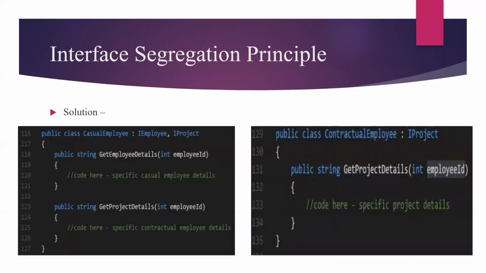So now you can see the casual employee, as earlier, wants to implement both the methods. So he's inheriting both the interfaces, IEmployee and IProject. Whereas on the right hand side, you can see the contractual employee client just wants to implement the get project details. So he is just implementing the IProject interface by inheriting it.